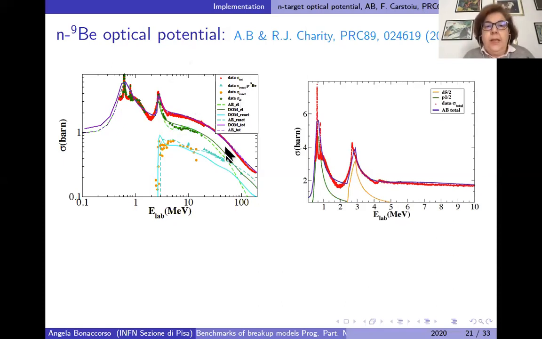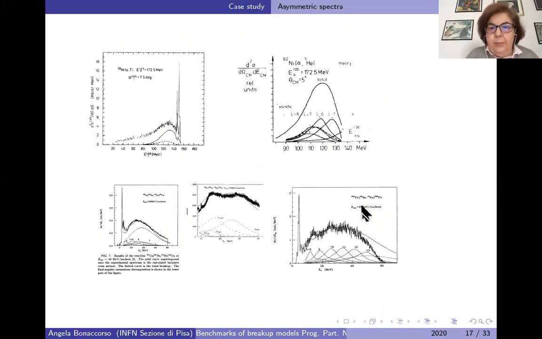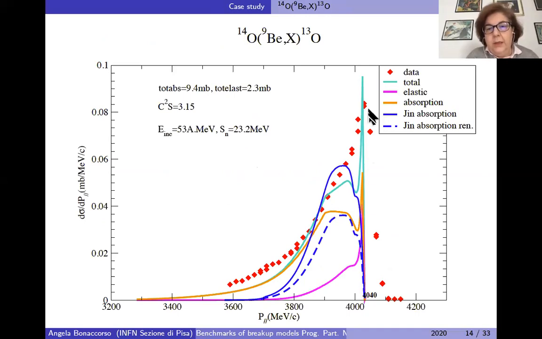I have a parameterization which is fully phenomenological, while Bob does it with the dispersive optical model. And what was important here was that we were able to reproduce this peak due to these two resonances. This is log scale, this is normal scale. Because you see, this peak here is nothing but the result of that peak in the neutron-target interaction.